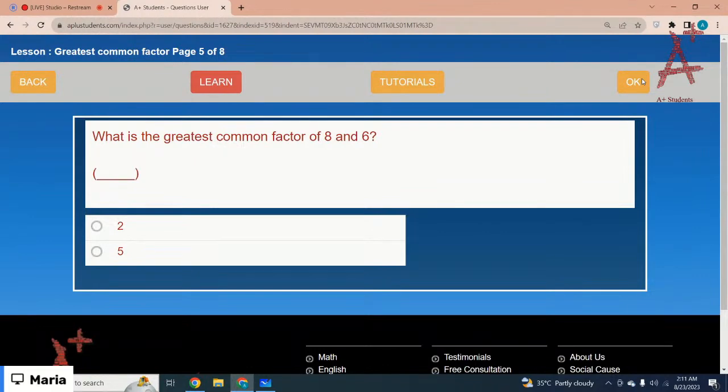What is the greatest common factor of 8 and 6? Which is the correct option? 2 and 5. No one is answering. Why? They are not as hard. So if you already know the answers, you can please write down the answers in the chat box. What is the GCF of 8 and 6?